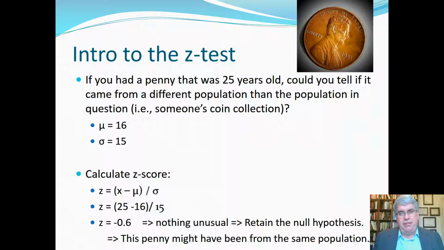Ooh, a Z-score of 0.6. That's nothing unusual at all. So we would retain the null hypothesis that this penny came from regular circulation. It's very likely that it could very well be from the population of coins that are in circulation.